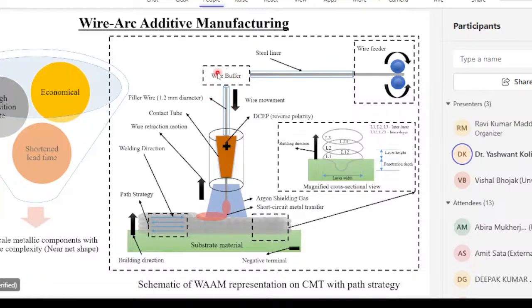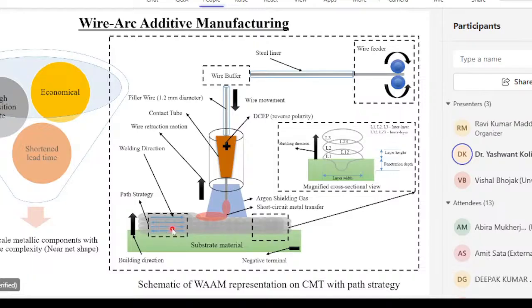This is the wire buffer. In CMT, I will talk about the CMT process later, this wire buffer is basically oscillating the wire to and fro. And you can see the nozzle here, the substrate material, and the deposited material in gray color. You can also see this path strategy. Path strategy is an important terminology here, and it has a very impactful effect.